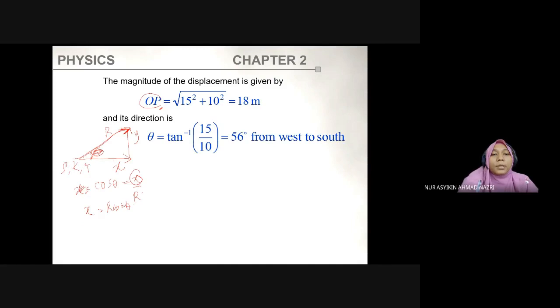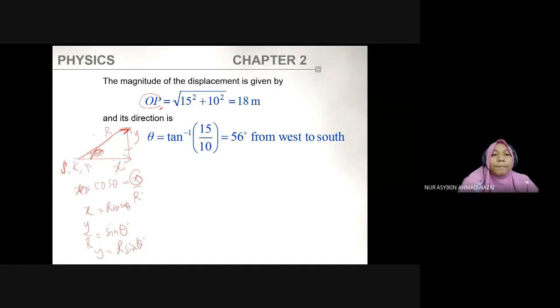Salah. Saya kena mula dengan sin. Okay, sin. Sin apa dia? Saya takut hantu. So Y per R, so Y per R adalah sin theta. So that's why our Y component is R sin theta.